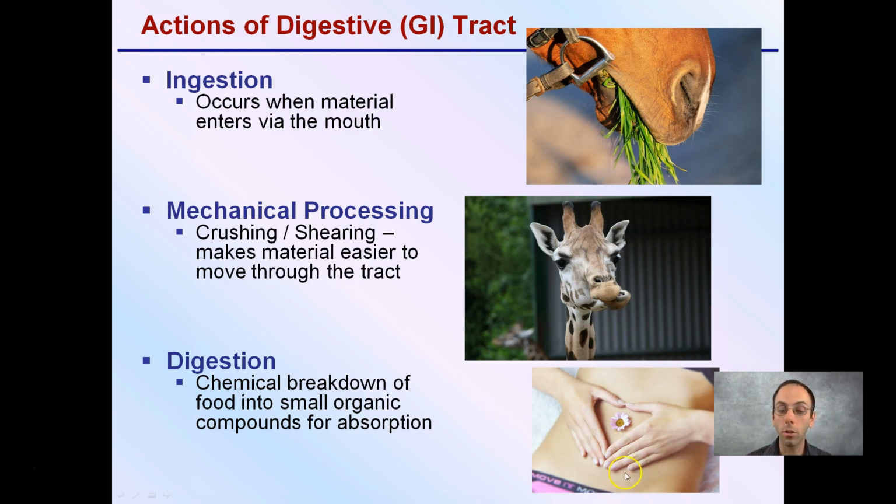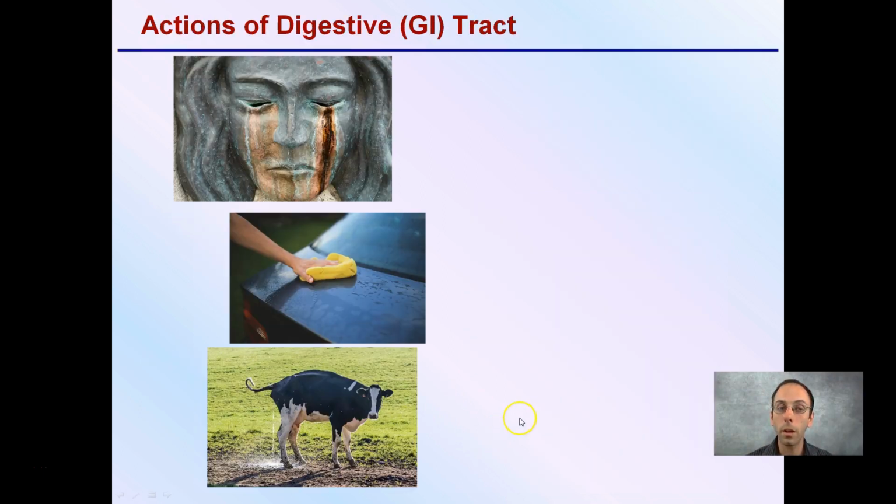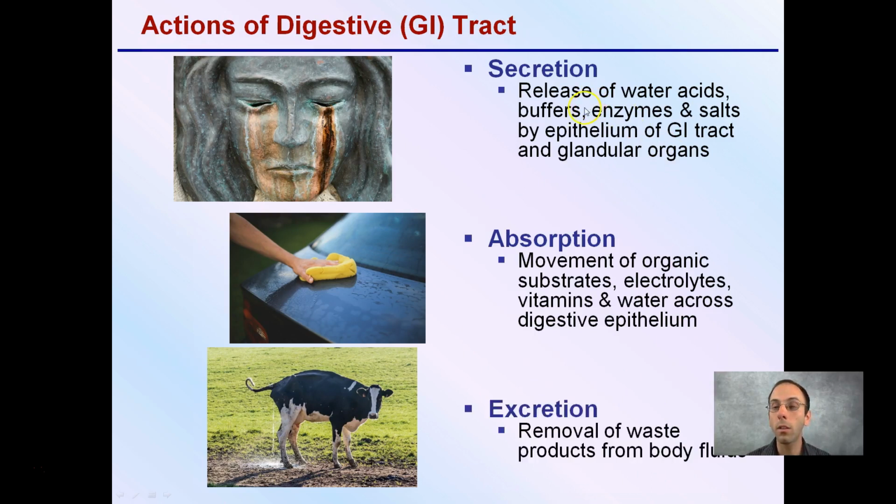Then we move on to the actual digestion process. This is the breakdown of food into small organic components for absorption. Keep in mind, digestion is not the same as absorption. We're just having this initial breaking apart. This typically occurs in the stomach and also the intestines. Moving on, we have secretions, which are the release of water, acids, buffers, enzymes, and salts in the epithelium of the GI tract and glandular organs. What does that mean? Well, in order for this breakdown to occur, enzymes have to be released. They have to be secreted at certain points. Based on the pH of different points of our GI tract, that will determine what enzymes are released where.